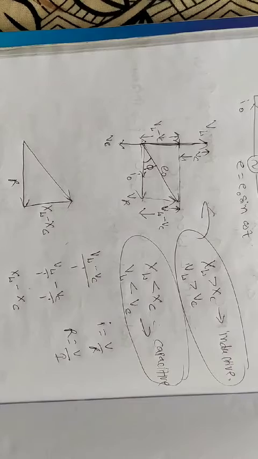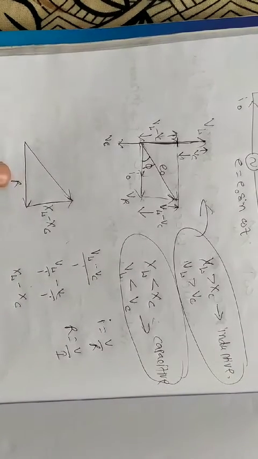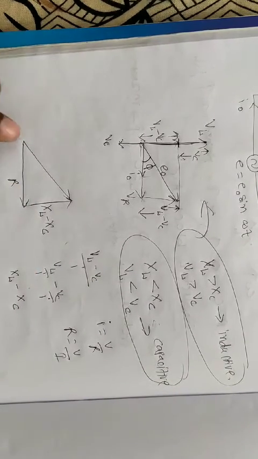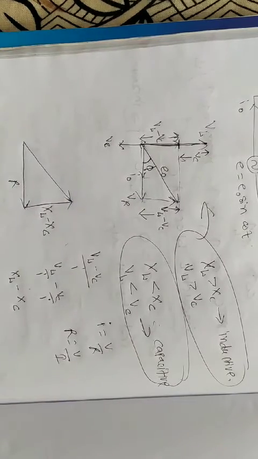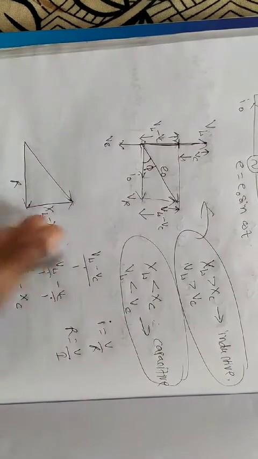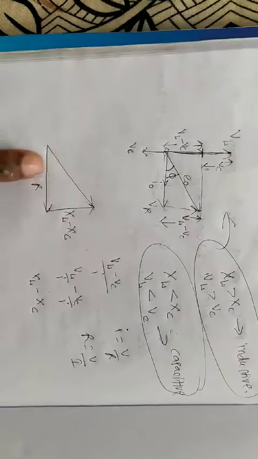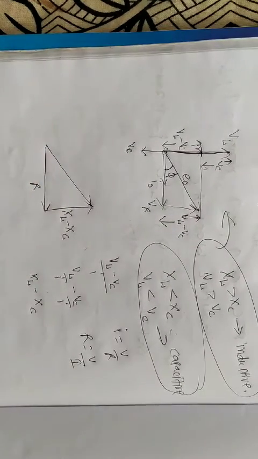How will we find this? What will this be? This is R, this is XL minus XC. So this will be the resultant of this and this. This will be the resultant vector of this vector and this vector.